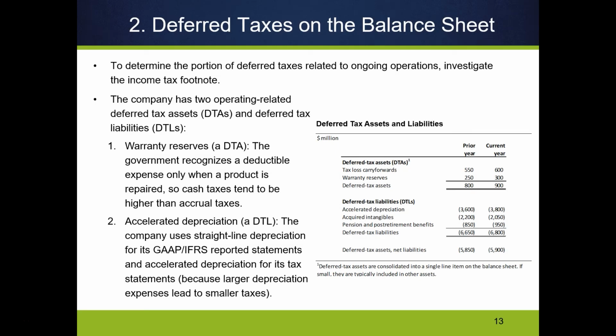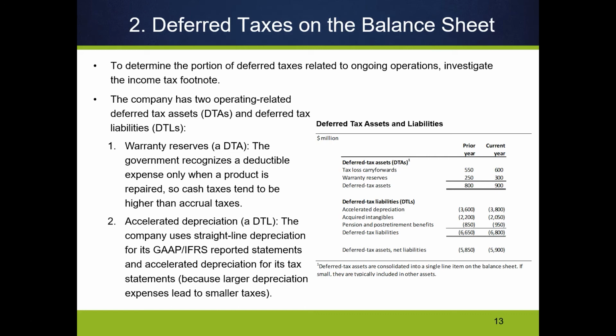Then I've got acquired intangibles, not operating, we know that. This is amortization on acquired intangibles, so that's my deferred tax liability. I'm deferring some of that amortization. Pension and post-retirement benefits, again, this is a deferred tax liability. I am paying taxes on the money that I owe to my pension, and I may have a difference again between reported and accrual-based taxes here. And so I've got deferred tax assets net of liabilities here. I've got a negative. I have more deferred tax liabilities because my accelerated depreciation is so high.